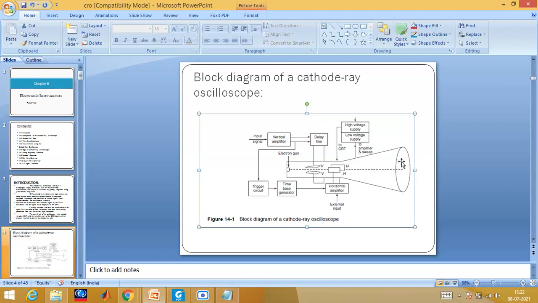To collide on the screen, a special coating will be there. Like if you touch the monitor of your laptop or mobile phone, if you tap, you can feel a particular vibration, or you can feel something flowing like water, right? That is nothing but the electrons, when they bombard the screen, producing a certain form of energy. When the energy is produced, it will be deflected. It will not be deflected in any direction, rather it will be deflected in the vertical direction by the input signal, and by the time base generator circuit in the x-axis. So this is the block diagram of the cathode ray oscilloscope.